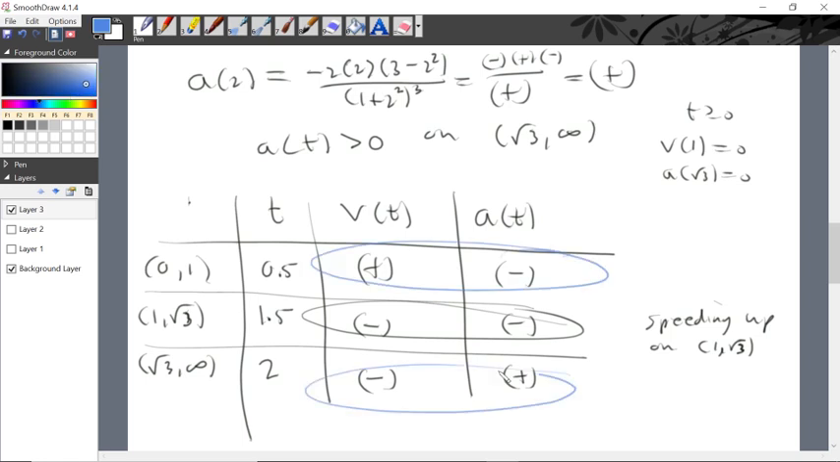In this interval, we have different signs, so it is slowing down. Okay, here we go. It is slowing down on the interval from 0 to 1, and it is slowing down on the interval from root 3 to infinity.